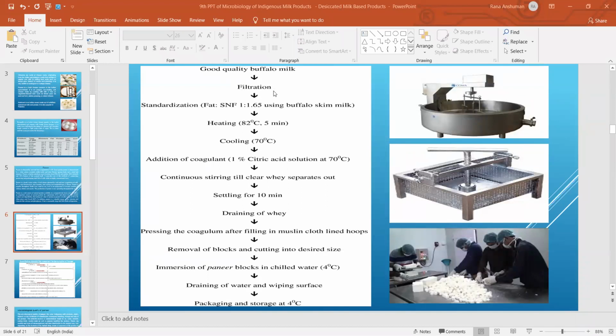Thereafter, you have to go for the filtration process. Then you have to standardize the whole lot. Heating will be given to the raw milk. The temperature generally used is 82 degrees centigrade for 5 minutes. Thereafter, you have to cool it to 70 degrees centigrade. Then addition of coagulant, 1% citric acid solution at 70 degrees centigrade.